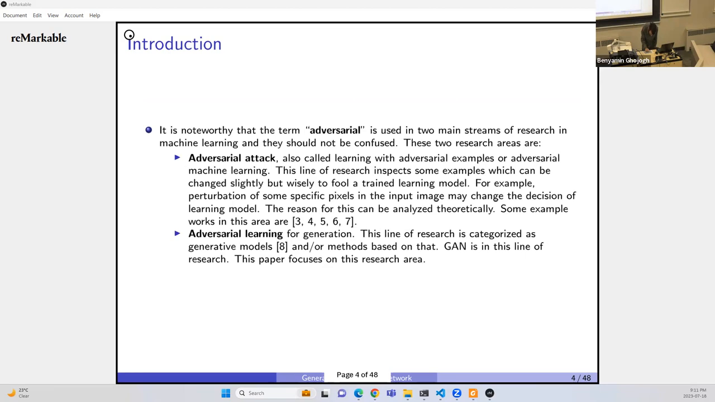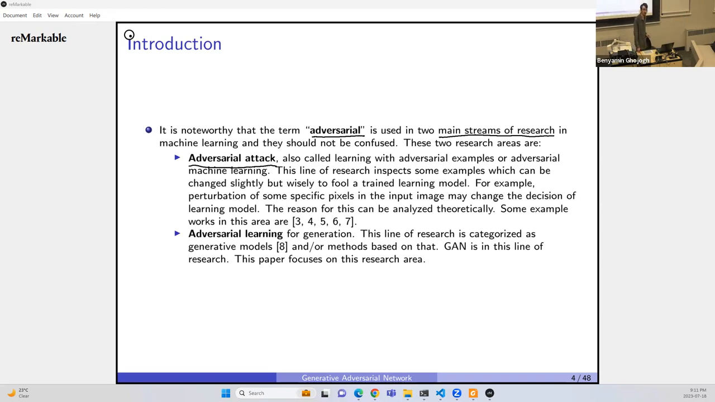It is noted that the term adversarial, in generative adversarial network, is used in two main streams of research in machine learning, right? One of them is adversarial attack. GAN, or generative adversarial network, is not related to adversarial attack at all. You shouldn't confuse these two. These are two separate things.